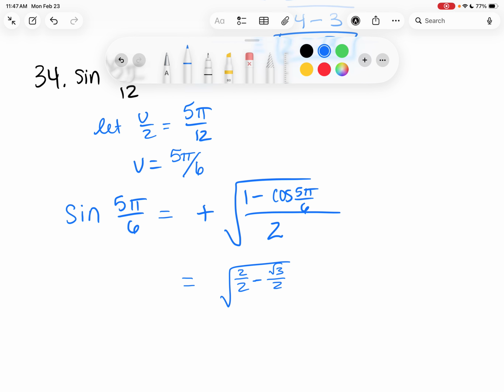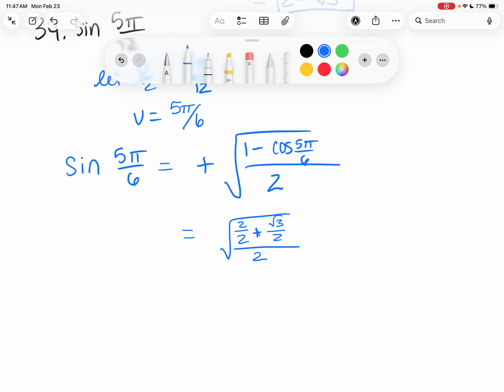Now, at 5 pi over 6, is cosine positive or negative? Cosine's negative. It's negative, so that means the sign in here needs to change to a positive, because it'd be minus a negative. And then all over 2.